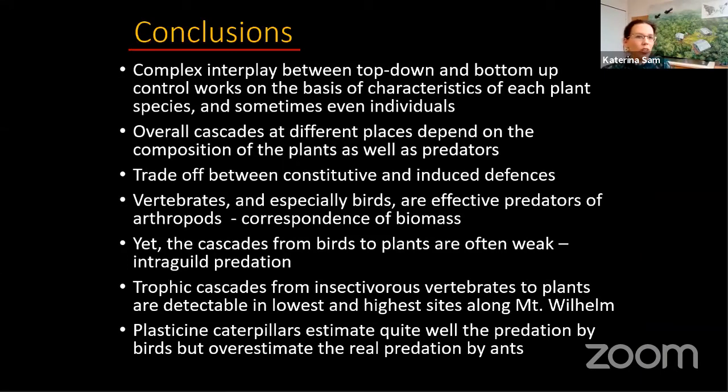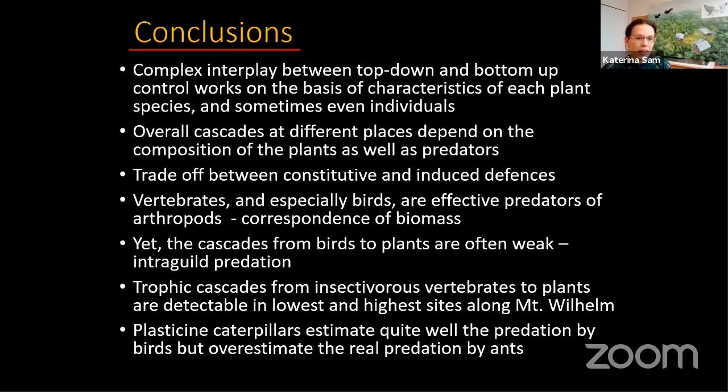Generally, all my talk revealed that the interplay between the top-down and bottom-up control is really complex and works generally on the basis of characteristics of each plant species in the community. And some of these plant species can have different effects even on the level of the individuals, depending on how nutrient-rich the soil is where they are growing. The cascades at different places depend also on the composition of the predators. Specifically, we found that it's very well correlated with the biomass. And there seems to be a very clear trade-off between the constitutive and induced defenses along the gradients.